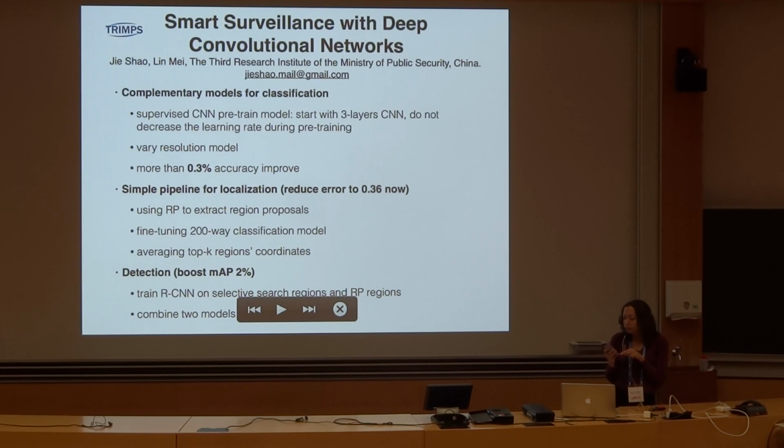In the detection task, we train our CNN model using selective search regions and randomized Prim's regions, respectively. We combine these two models using non-max suppression and get a 2% mean AP boost.